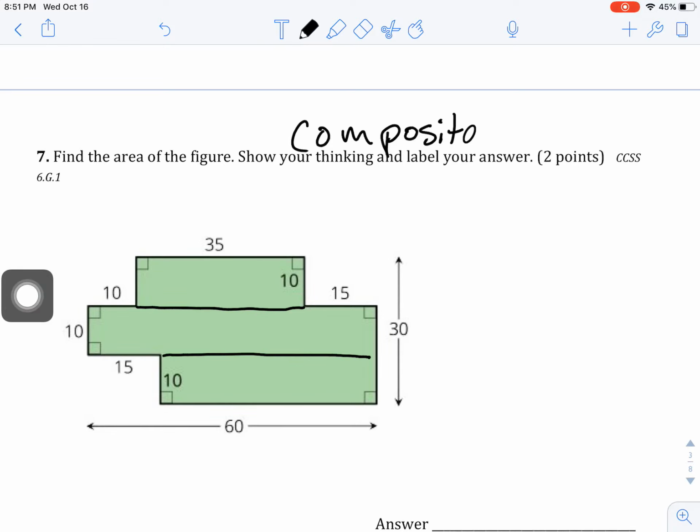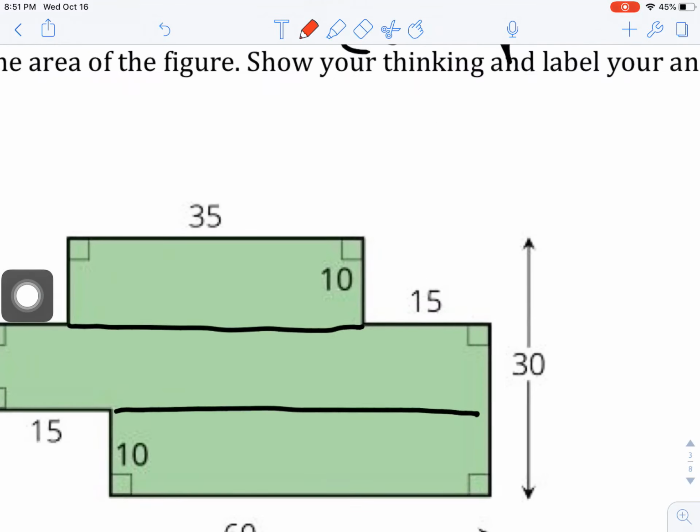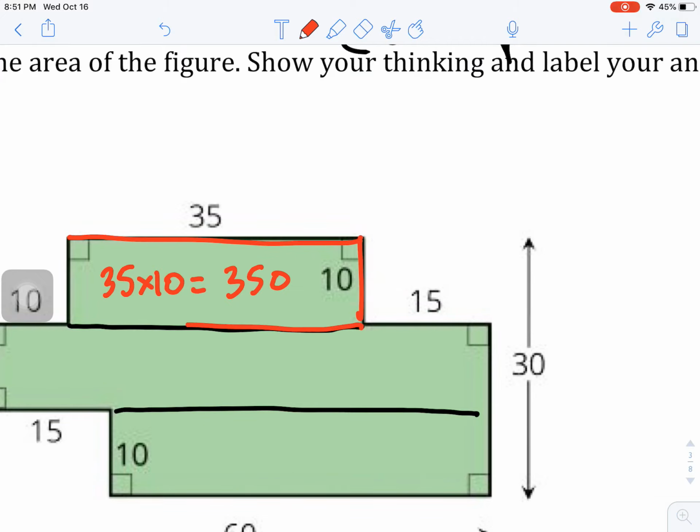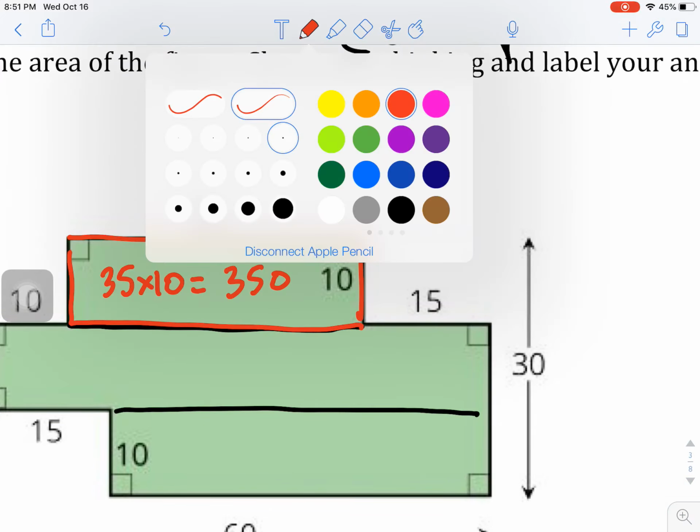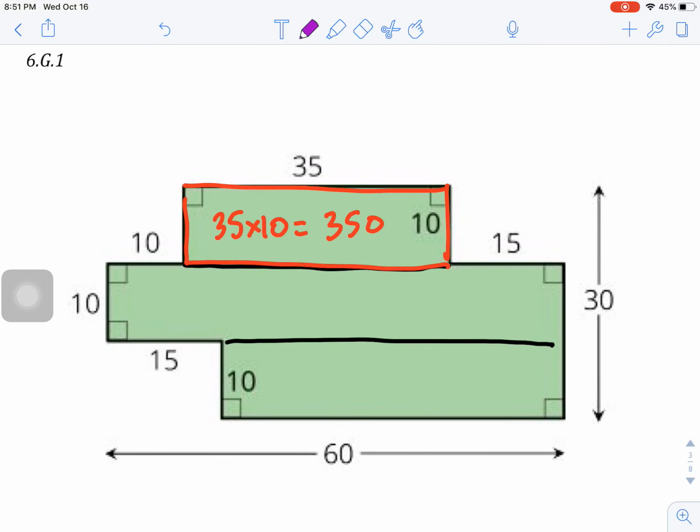So if I split it this way, up top I have a rectangle that is 35 by 10. So inside I'll do the work. So this red rectangle's area is 350. Okay, down here, I'll go to my purple rectangle.